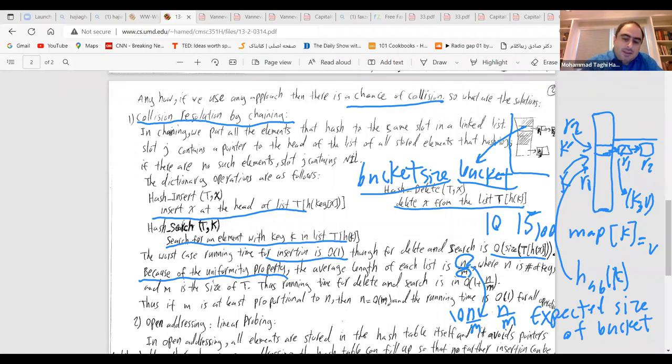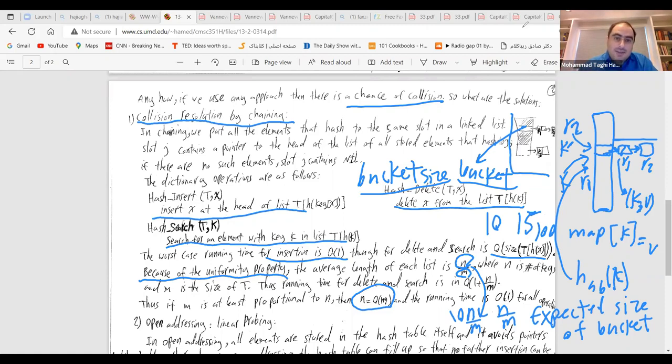And one important thing: if the number of elements that you are inserting is order m, then n over m becomes order one and everything would be order one. This is very similar to what is implemented in the unordered map in C++. Lots of implementations are very similar to this. So this is one way, called collision resolution by chaining, or putting some reserve there, so that if a collision happens, you have enough space to insert these elements.